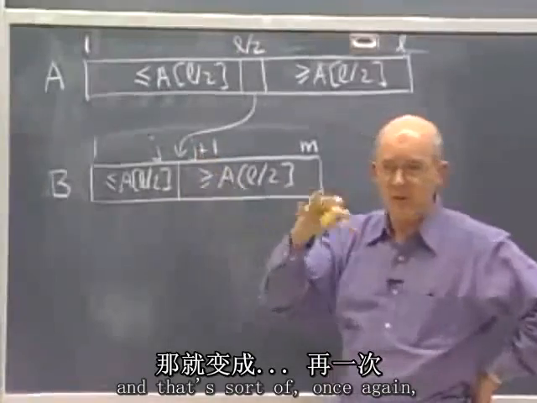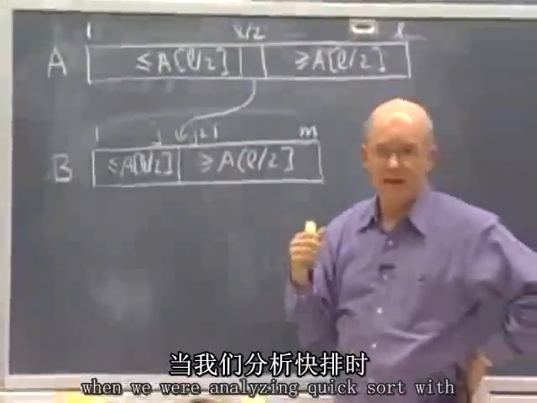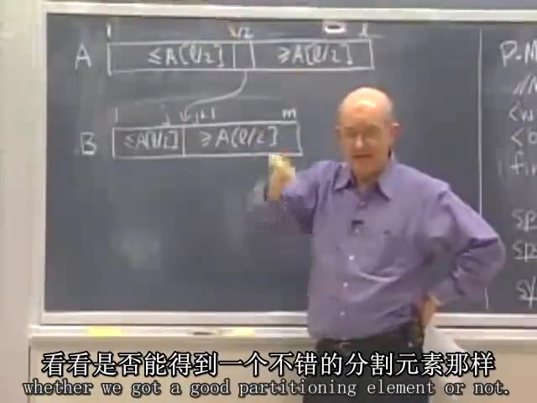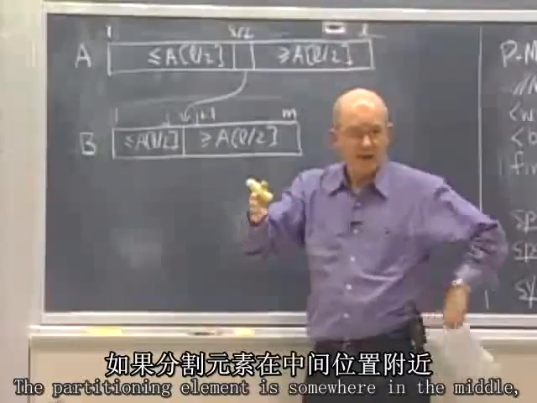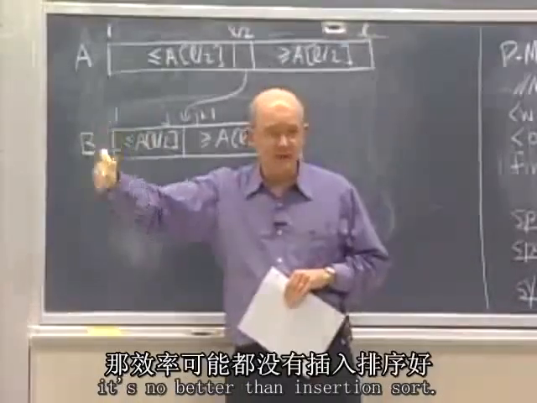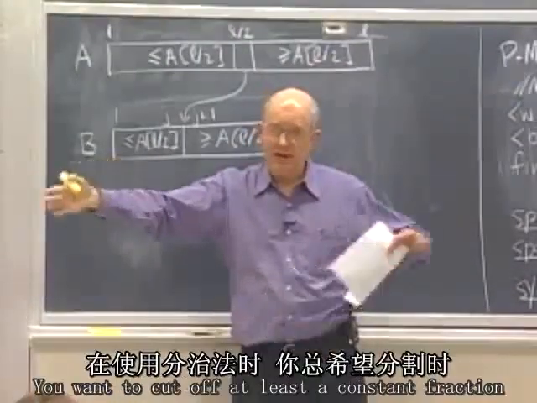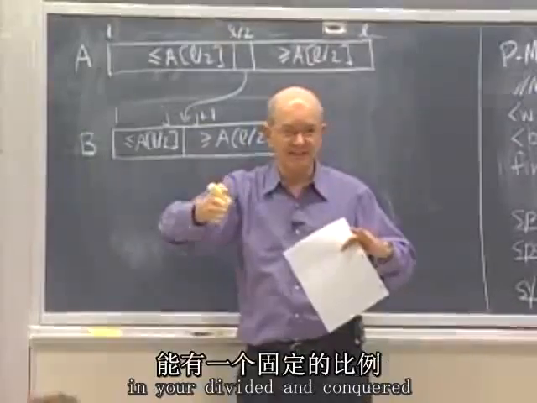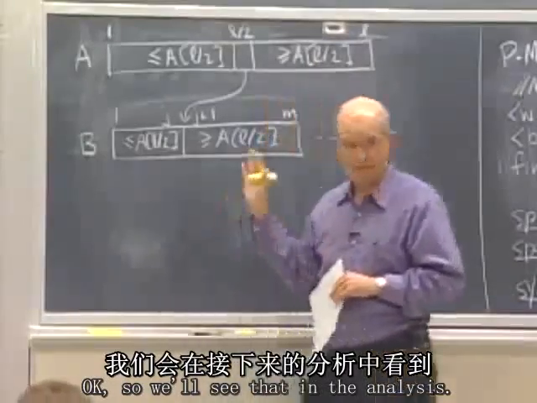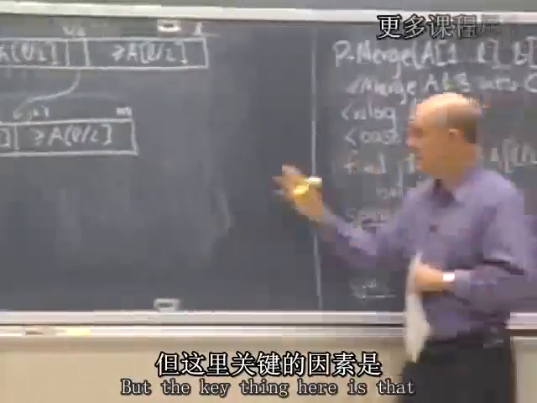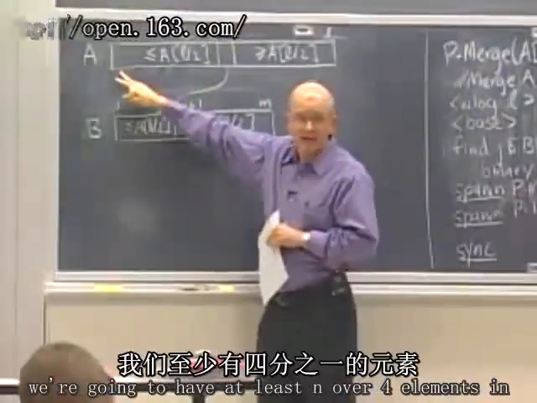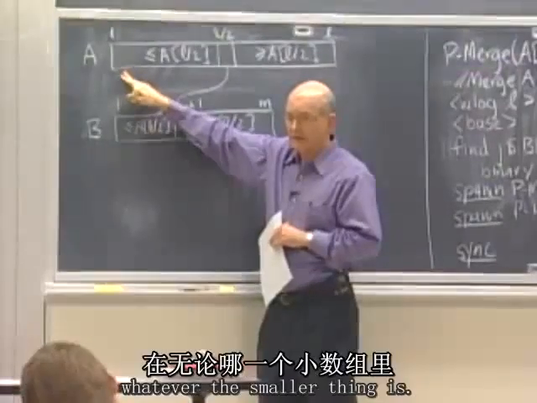And that's once again like the difference when we were analyzing quicksort, with whether we got a good partitioning element or not. If the partitioning element is somewhere in the middle, we're really good, but if it's always at one end, it's no better than insertion sort. You want to cut off at least a constant fraction in your divide and conquer in order to get the logarithmic behavior. Okay? So we'll see that in the analysis. But the key thing here is that when we're going to do the recursion, we're going to have at least n over 4 elements in whatever the smaller thing is.